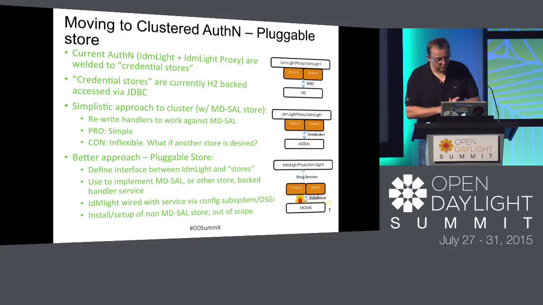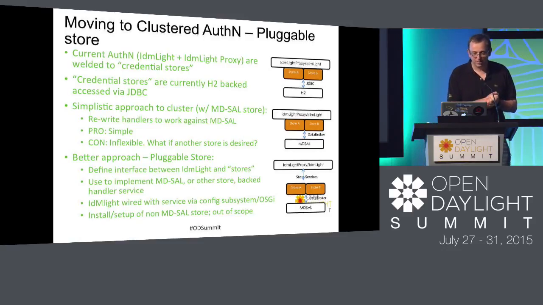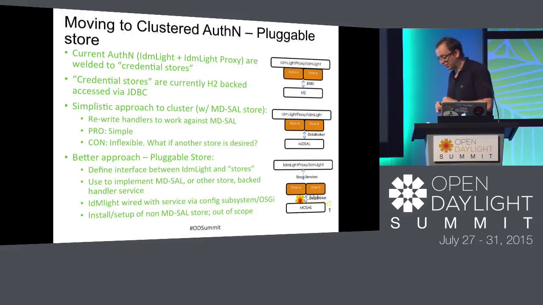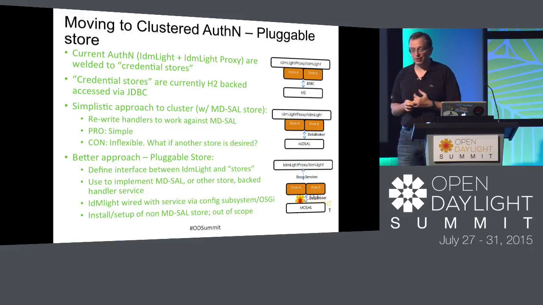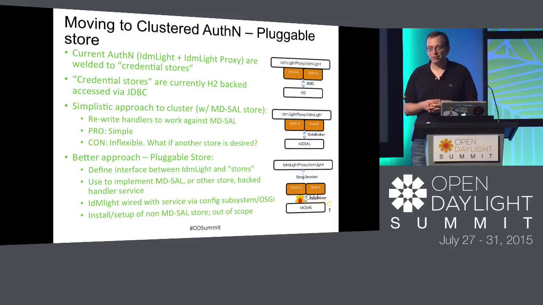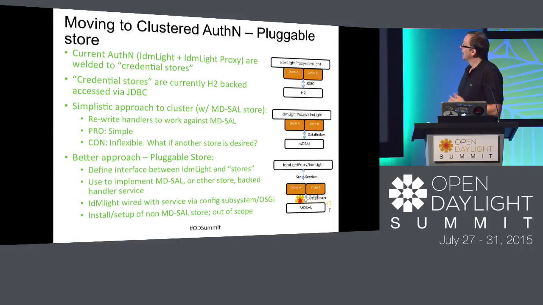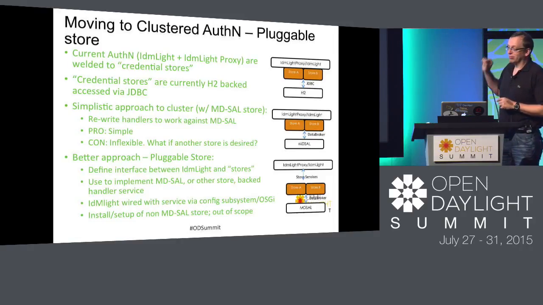Okay, so moving to a clustered AAA pluggable data store. Here I'm focusing on the AAA piece now. In Lithium, we delivered the token clustering because we pushed all the token caching into the MD-SAL. So we get that piece for free. Currently, what is there, more or less, in a simplified version, is what is shown in the diagram.